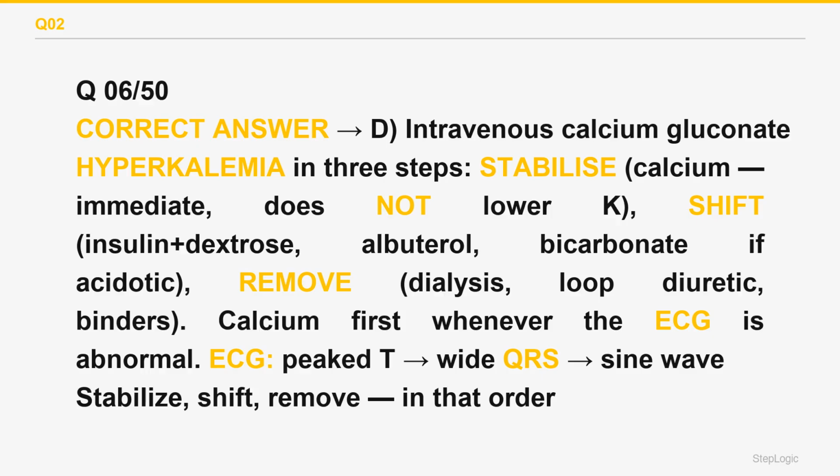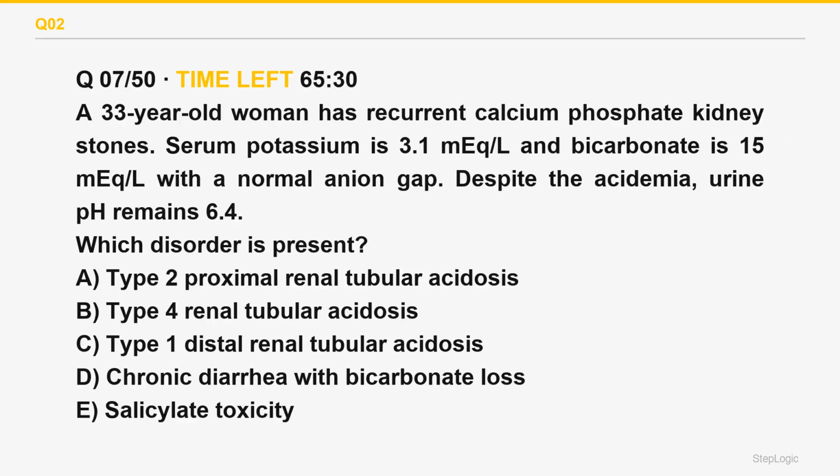Choices A, B, and E are all correct treatments and all belong in the regimen, but each takes tens of minutes to act while the patient is at immediate risk of arrhythmia. One caution completes the picture. In patients on digoxin, calcium is given cautiously, since hypercalcemia potentiates digoxin toxicity. If you see hyperkalemia with ECG changes, it leads you to give calcium first, then shift, then remove.